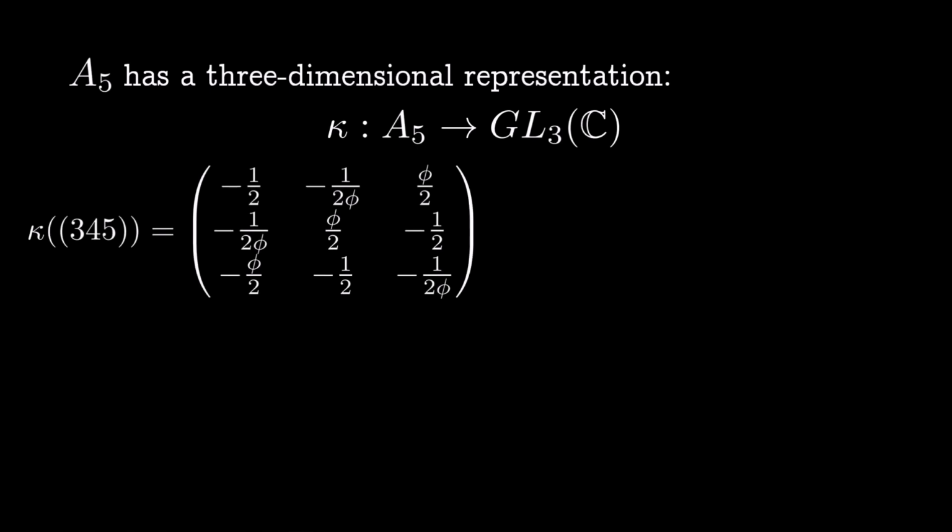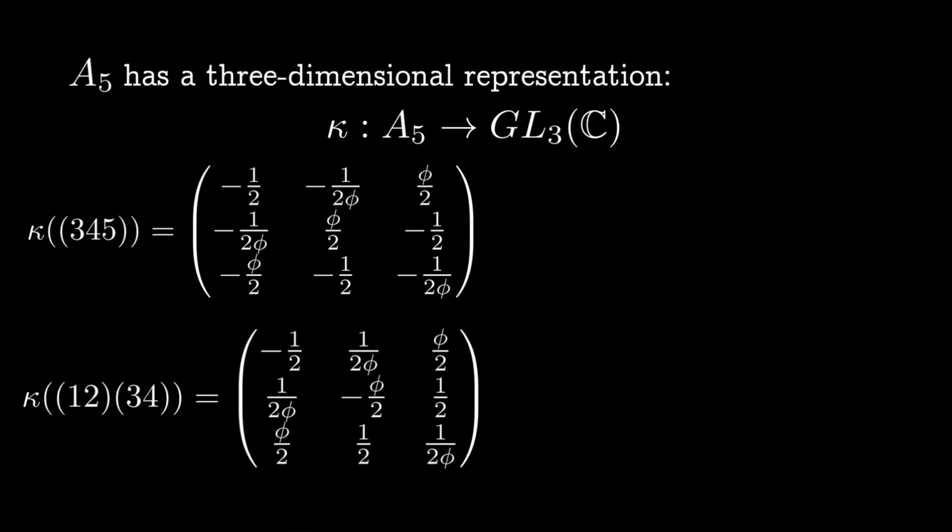Our representation of the 3-cycle 3, 4, 5 looks like this. And yes, that phi is the golden ratio, and no, I'm not going to explain why. Another element just looks like this. Now, these look pretty similar, and it's because both matrices are rotation matrices. They're orthogonal and have determinant 1. This means basically that they only rotate space. They don't stretch, shrink, or distort it in any way.